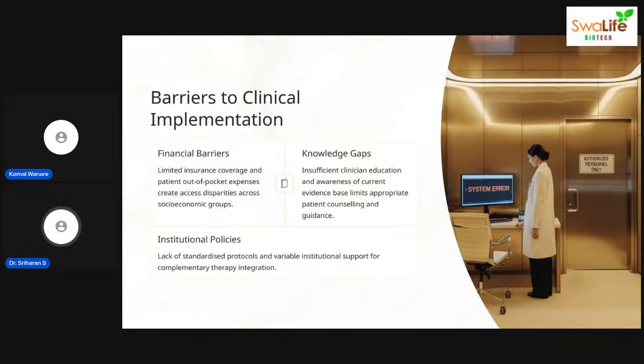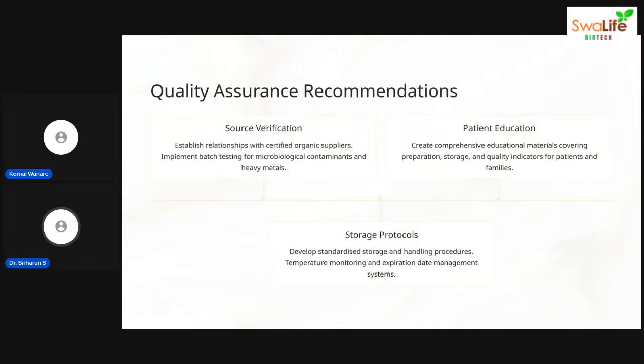So, the knowledge gap, and institutional policy. As I said before, different institutions follow different policies. Apollo follows a different procedure, and another big hospital follows a different procedure when giving wheatgrass. So that is the institutional policy.